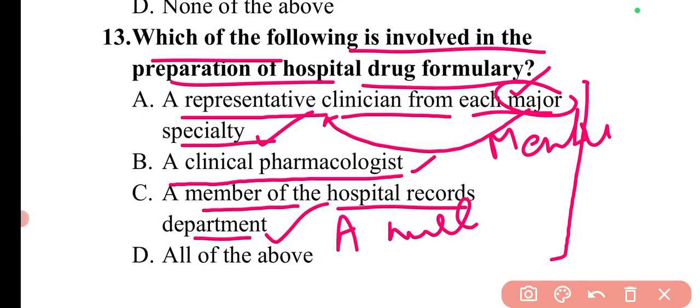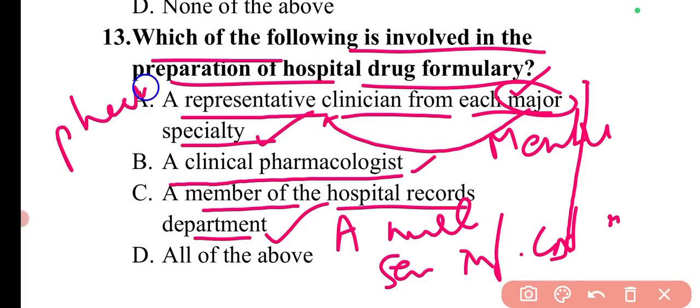Usually the senior infection control nurse, or sometimes the matron. Then the member can be a pharmacist, which is usually the chief pharmacist or deputy chief pharmacist. Okay, so the member involved in the preparation of hospital drug formulary among pharmacists should be chief pharmacist or deputy chief pharmacist. Then there can be a clinical microbiologist.